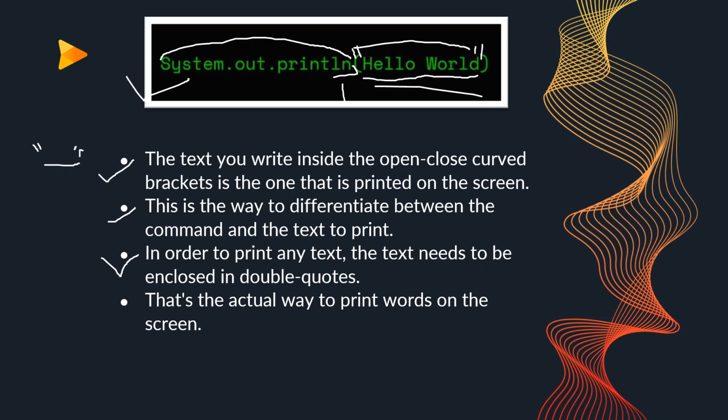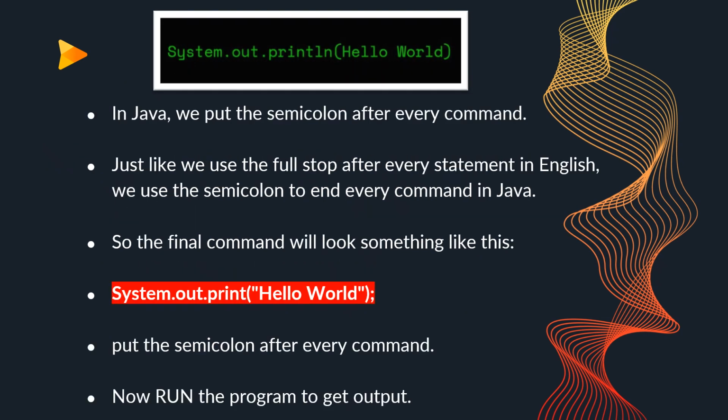Okay, so that's the actual way to print words on the screen. This is the way to print the text, but it is not complete yet. So this is our first program. Now in Java we put a semicolon after every command.